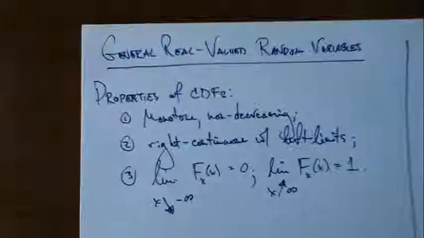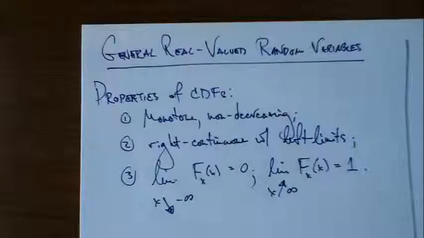General real-valued random variables. Okay, so we've looked at discrete random variables. We've also looked at continuous random variables. Is there some way we can mix the two? Well, sure. Think about this. What if each day you use some amount of water?